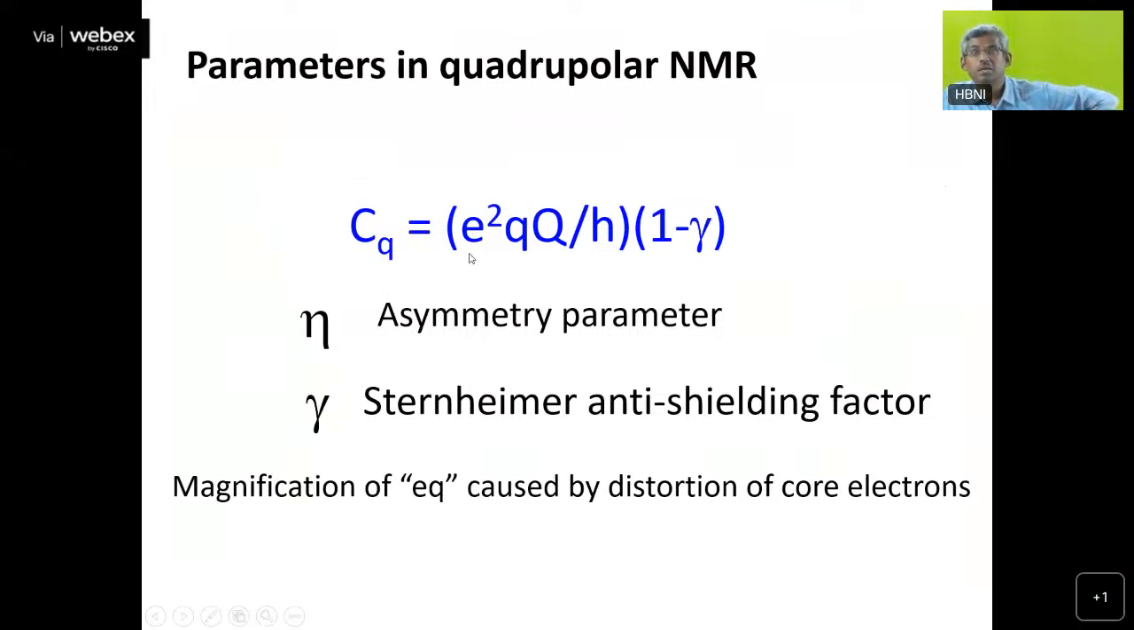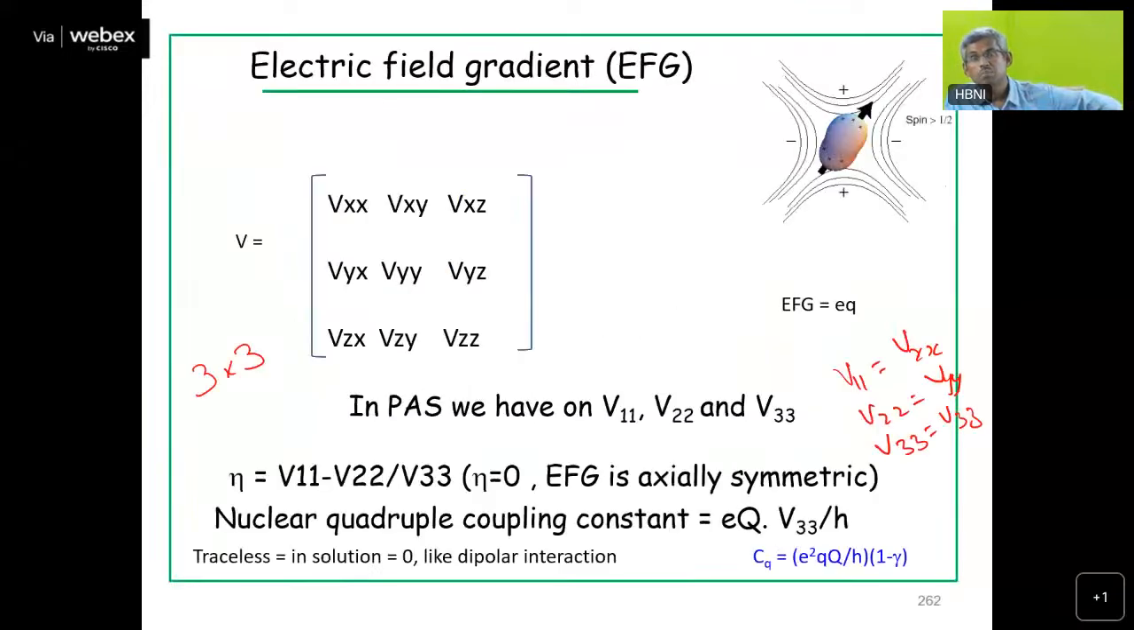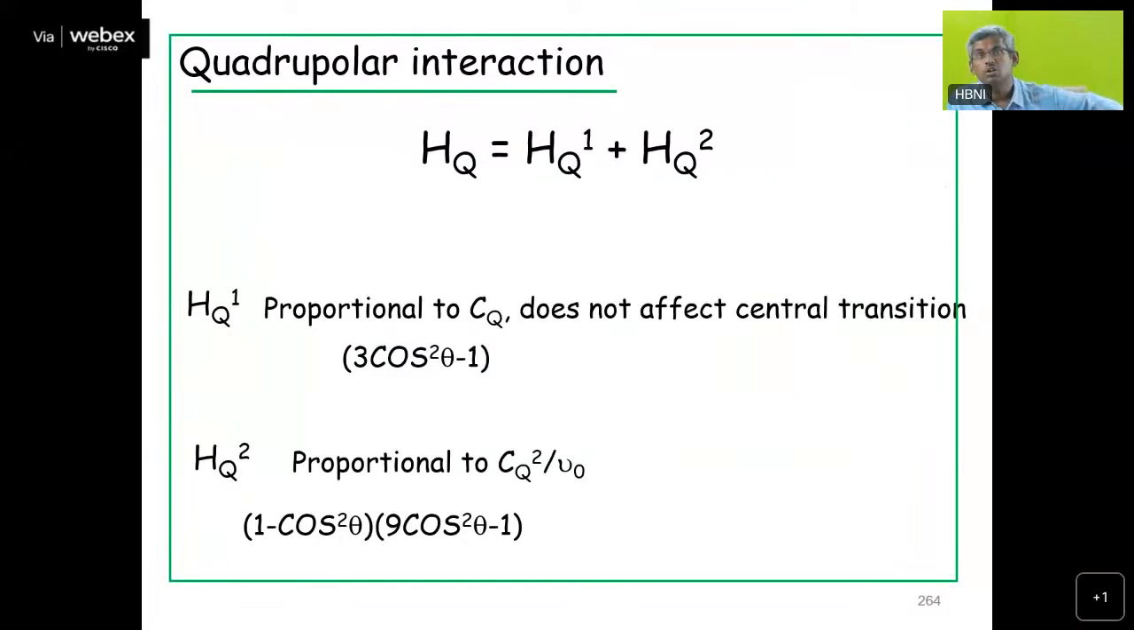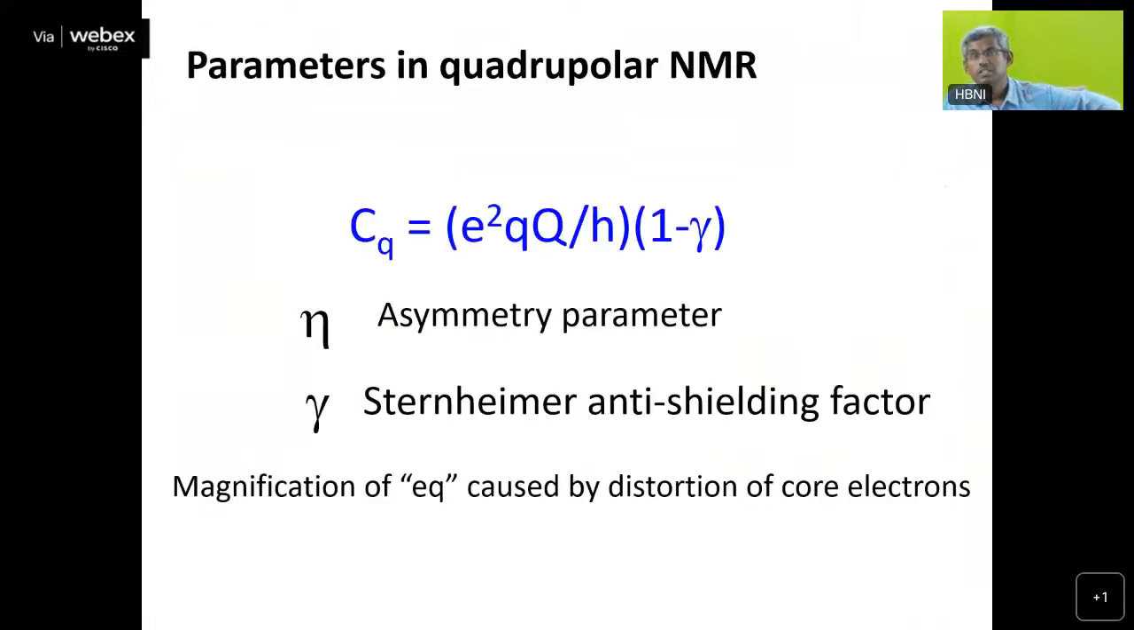CQ varies with the local environment, and it is given by this expression. What is Q? Capital Q is the quadrupole moment of the nucleus, small q is the electric field gradient, and e is nothing but the electronic charge. And gamma is a parameter called the Sternheimer anti-shielding factor, which is created by the distortion of core electrons. Probably we will discuss this in the next session in detail, how to calculate CQ and how that CQ parameter can be utilized for getting different information in solids. Probably I will explain this in the next class because there is some angular term involved in the second and first order. So we will discuss this in the next class.